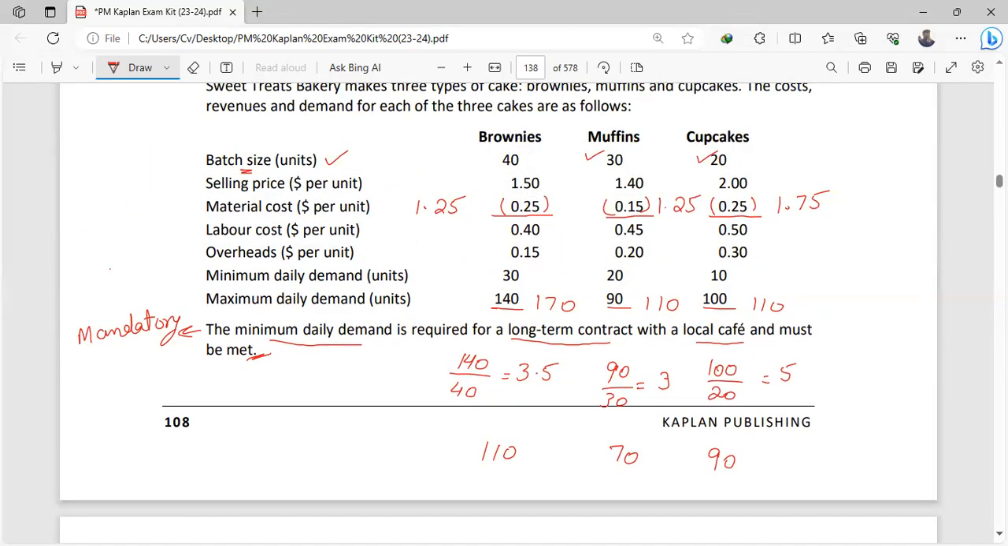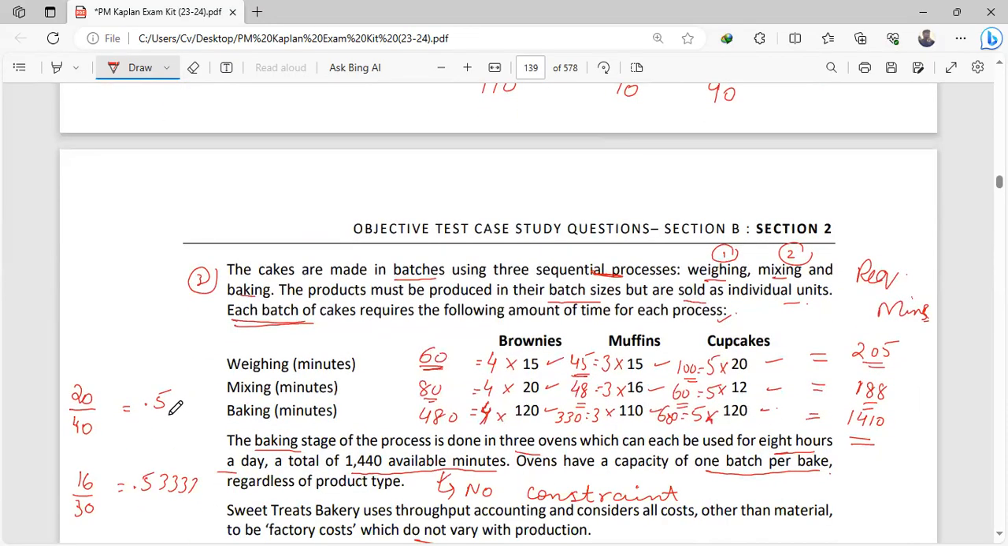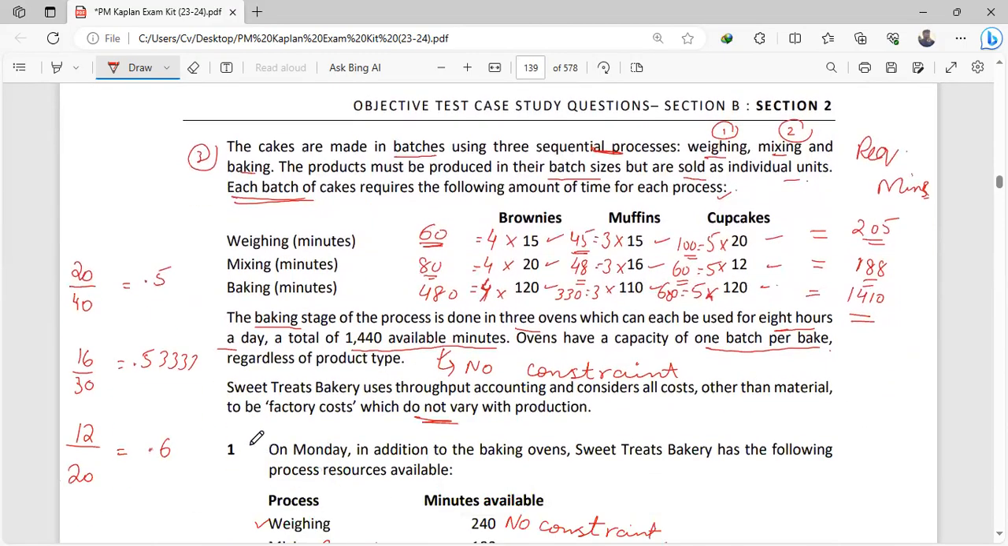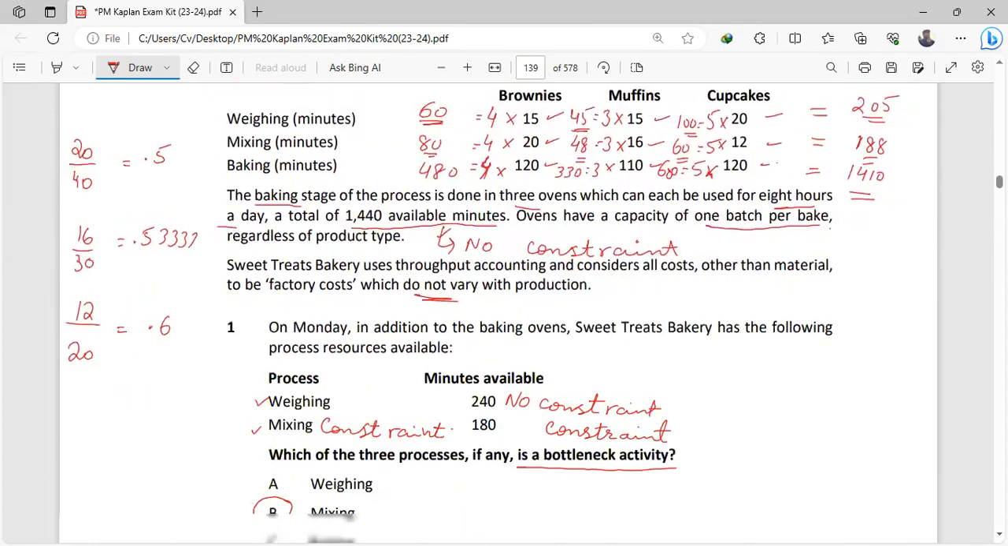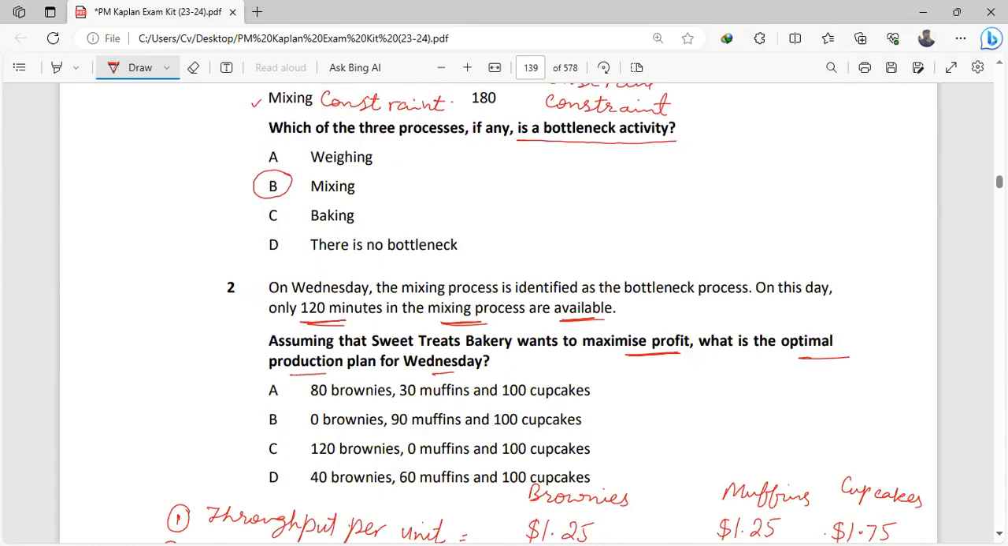And each batch requires 12 minutes. So alternatively, we said that each batch requires 0.6 hours. Means, sorry, each unit requires 0.6 hours. So you can calculate how much time is needed, or the maximum production, for the cupcakes in this case, then for the brownies, and third one is the muffins.